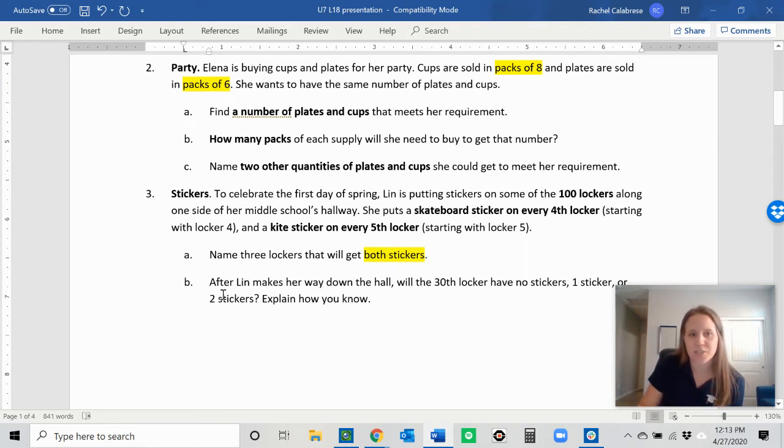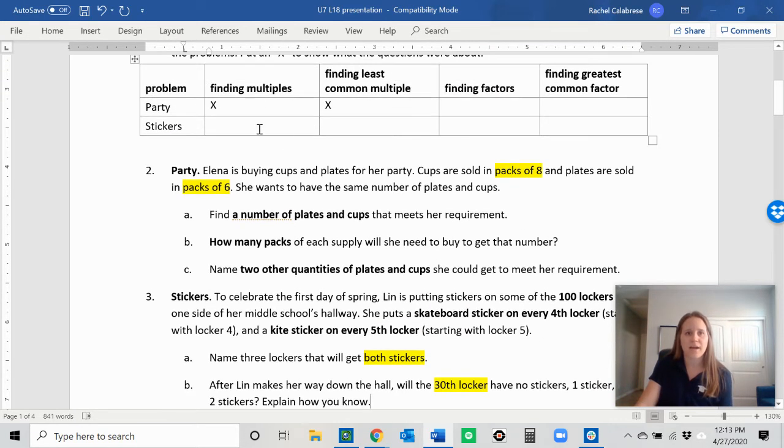And we're also going to answer the question, after Lynn makes her way down the hall, will the 30th locker have no stickers, 1 sticker, or 2 stickers? Explain how you know. Interesting. What a good question. Okay, so now I want you to think, does this problem require that you find multiples, find the least common multiple, find factors, or find the greatest common factor?